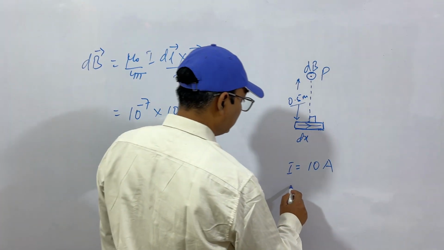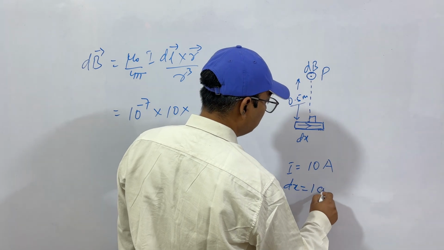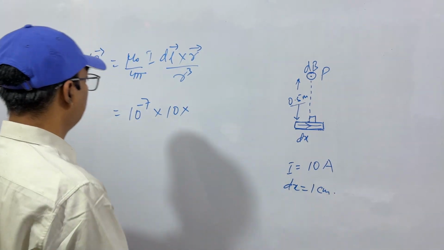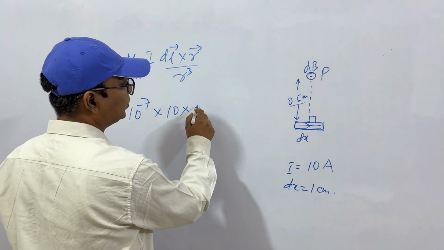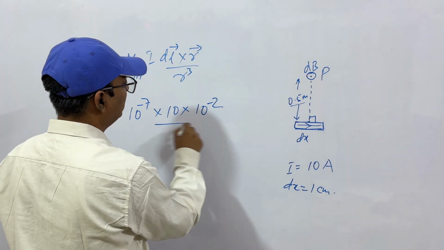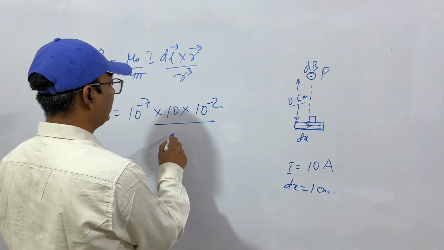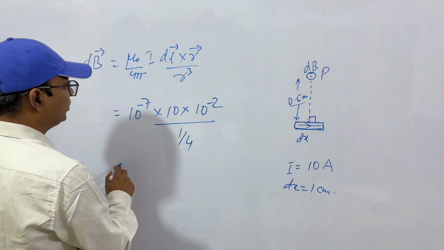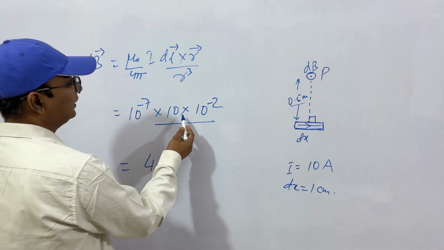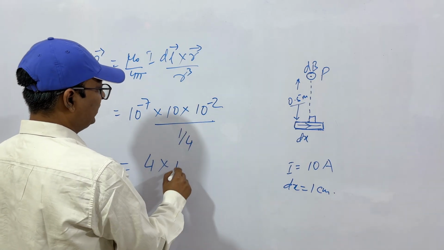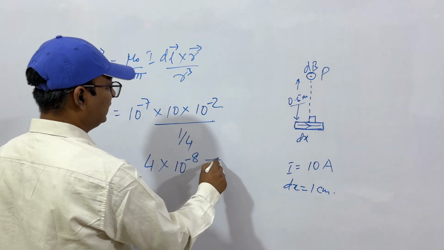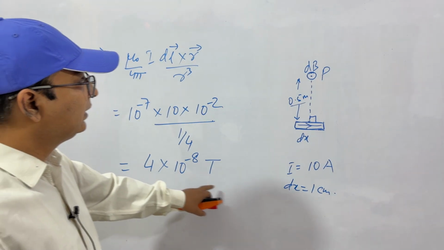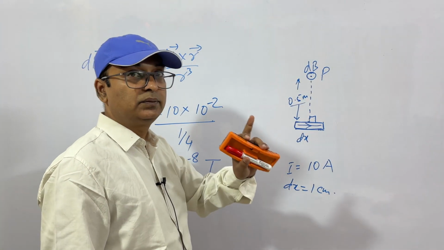Okay, I forgot to write it. dx is 1 centimeter. So in meters, dl is 10 to the power minus 2 meters by r square. r is 0.5, so half square, so 1 by 4. So what do we get? 4 cross 10 to the power minus 1. So this will be 10 to the power minus 8 Tesla. So the magnitude of the magnetic field is 4 into 10 to the power minus 8 Tesla, and its direction is out of the wall. Clear?